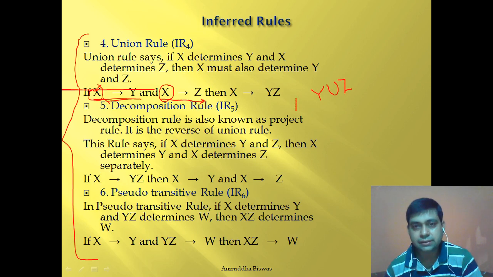and x can determine this y union z. So this is the rule number 4, or union rule, right?